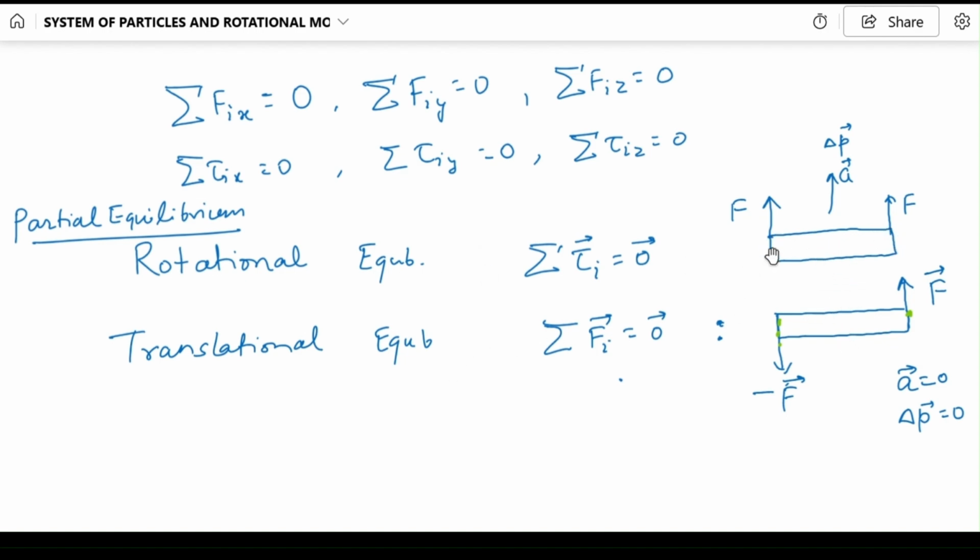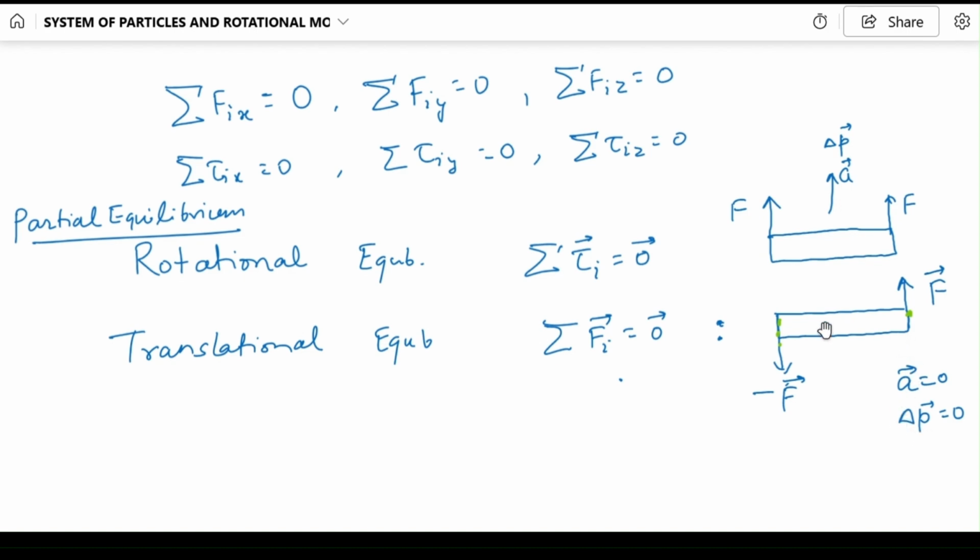So let's say we have a rigid body, two forces are acting along the same direction and they are equal in magnitude. So net force is not going to be zero. There will be some acceleration, there will be change in momentum, but net torque is zero in this case. In this second case, net force is zero. Two forces are acting which are equal in magnitude and opposite in direction. So the net force is zero, net acceleration will be zero, and change in linear momentum will be zero, means linear momentum will be constant.